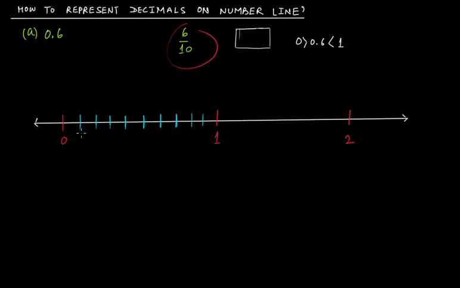This is 1 tenth, this is 2 tenth, this is 3 tenth, this is 4 tenth, this is 5 tenth, this is 6 tenth, right? So we have to represent on this point. This is what 6 over 10 tells you. 6 over 10 is a fraction that tells that something has been divided into 10 equal parts, out of which we have to take 6 parts. So on a number line, 6 tenth will come here. So this is 0.6.